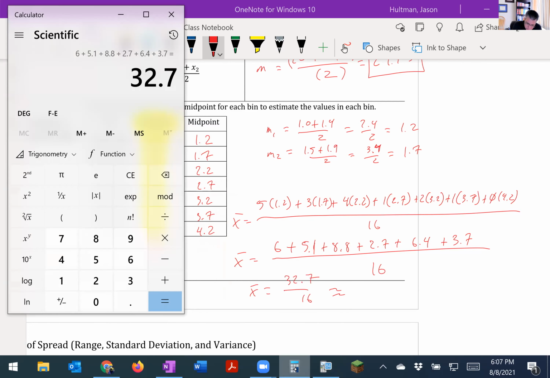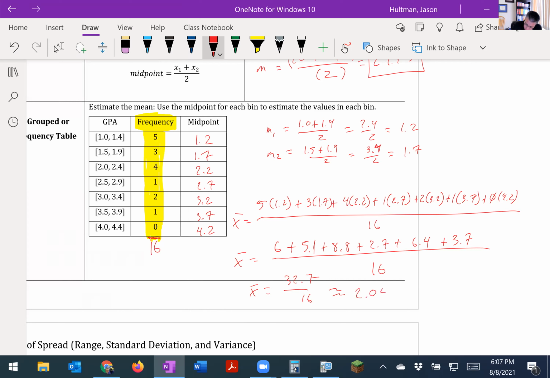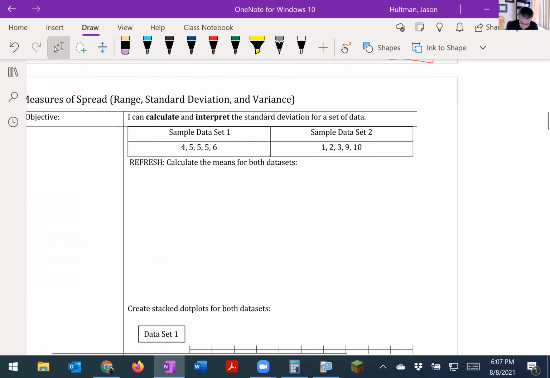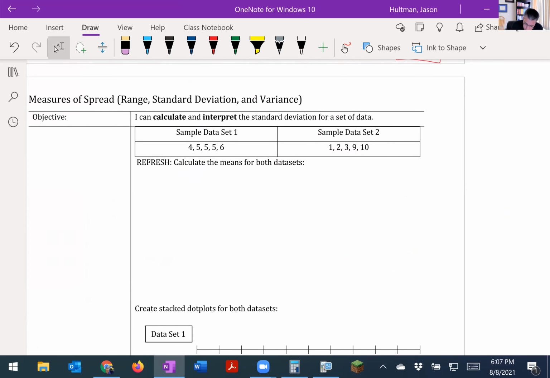So let's do 32.7 divided by 16 is 2.043. The 3 makes the 4 stay the same. So that's 2.04. Okay, so that's the average for that one. Okay, calculate the mean.